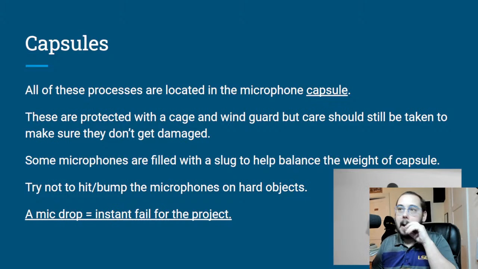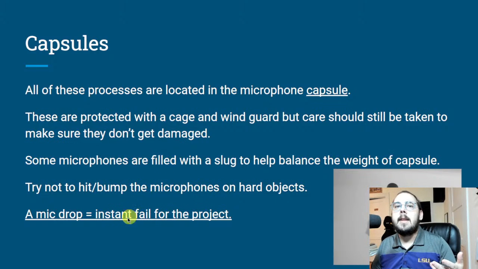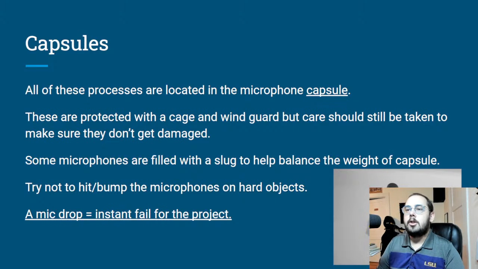That's a problem. When I teach this course, I'm aware that accidents can happen, so I just tell them to try not to bump my microphones into things, but microphones are expensive if you've ever had to look into buying some good ones. So whenever I teach a course that uses them, if a student does a mic drop, they fail, and I'm not sorry about that. But you generally can take the protector off the capsule on certain microphones. You can get a look at it, but that's where all of the electrical conversion happens.